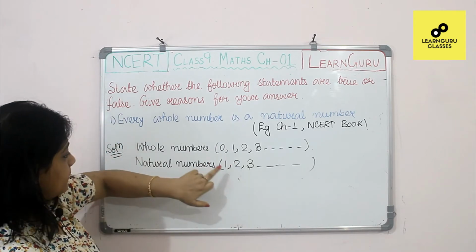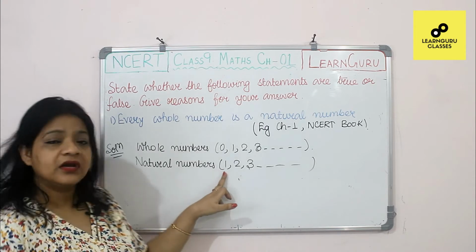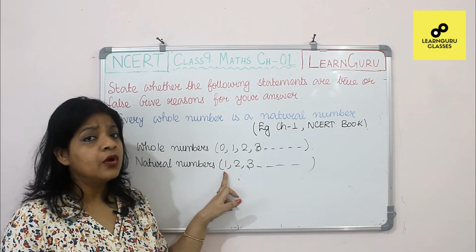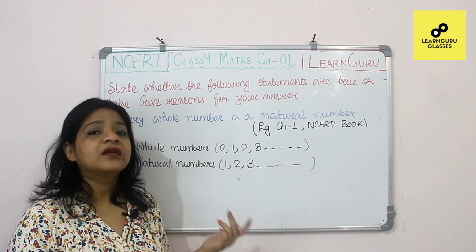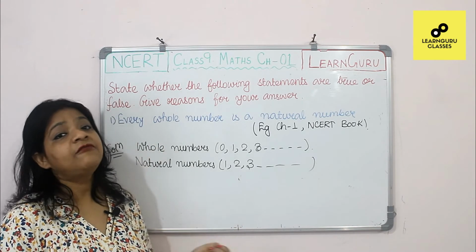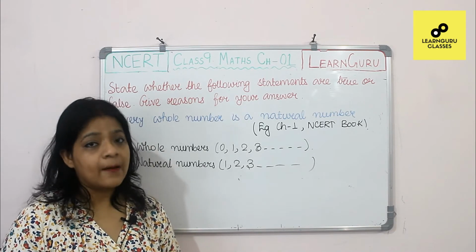So let's check. 0 is a whole number. So is it included in the set of natural numbers? No, it is not included in the set of natural numbers. So what can you say? That every whole number is not a natural number.